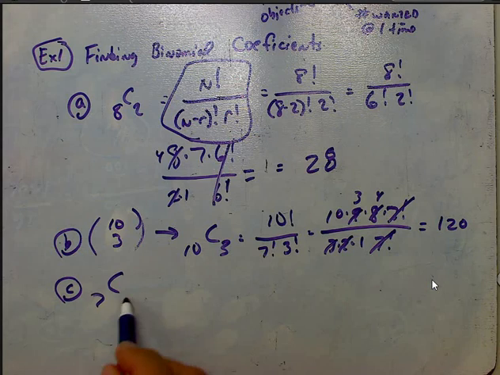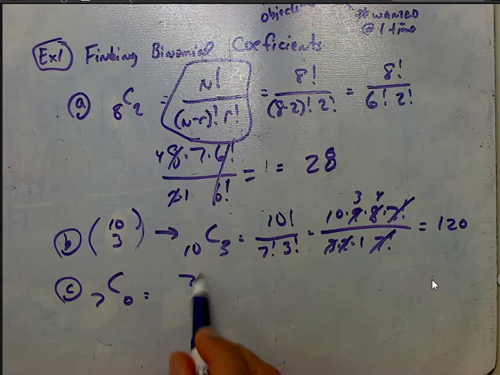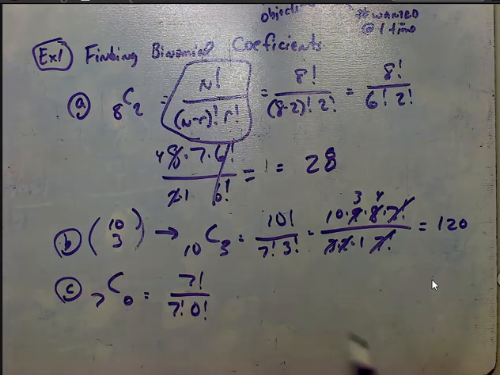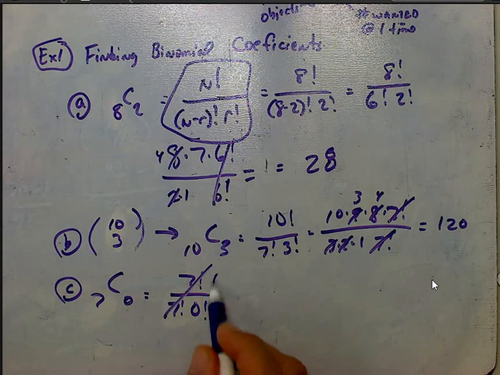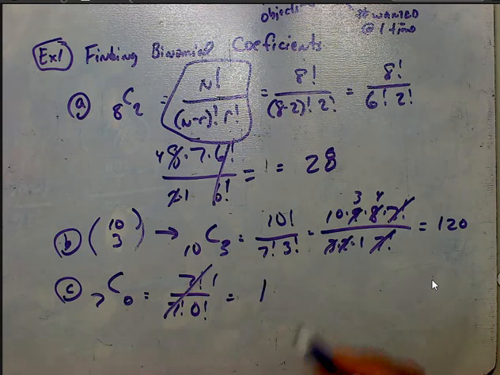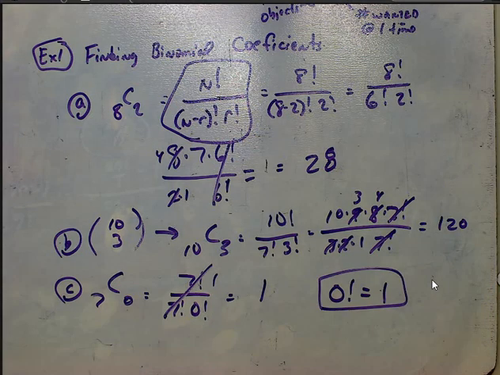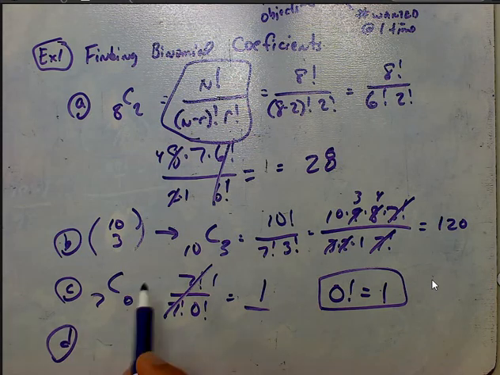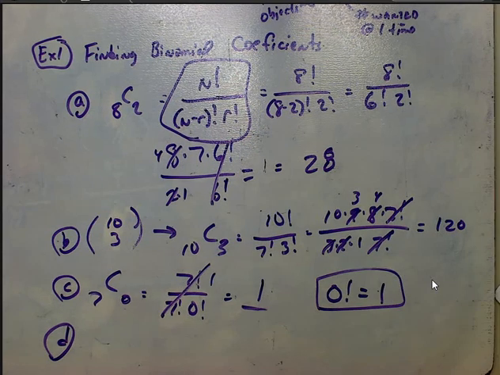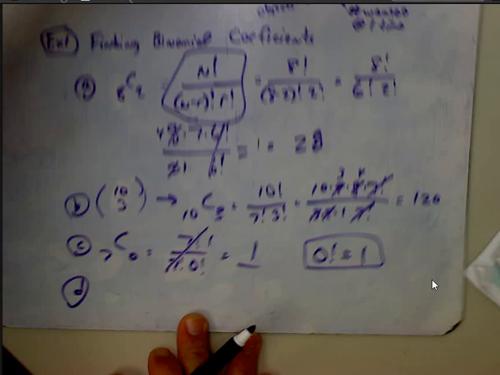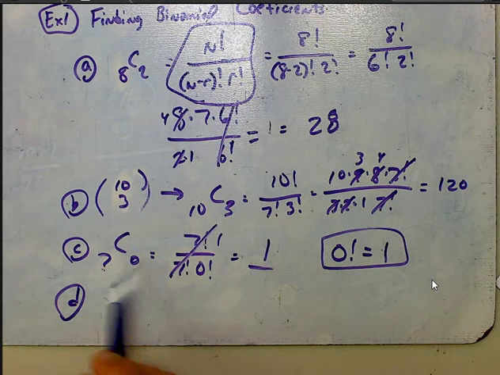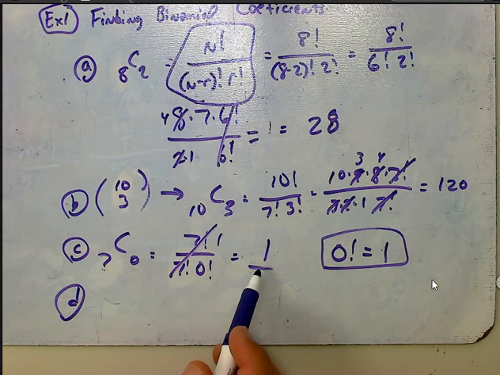C, 7C0. This would be the same thing as 7 factorial over 7 minus 0, 7 factorial, and 0 factorial. 7 factorials cancel, leaving you 1 on top, and that answer is 1 because 0 factorial equals 1, something to keep in mind. So the answer to C is 1. And the last one, D. One thing you want to know, key point going back to C, is that anything C0, the answer is going to be 1. There's only one way to do that.